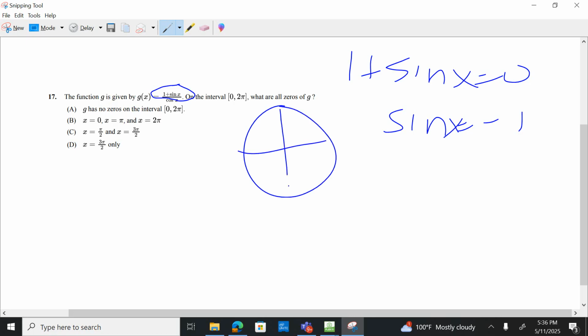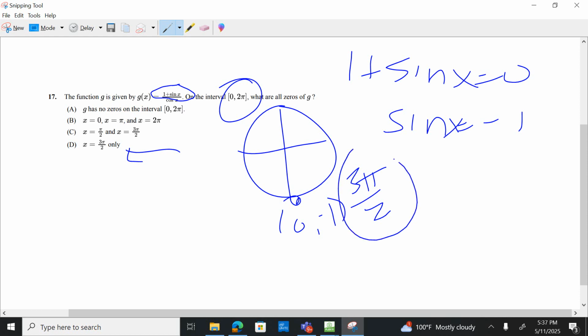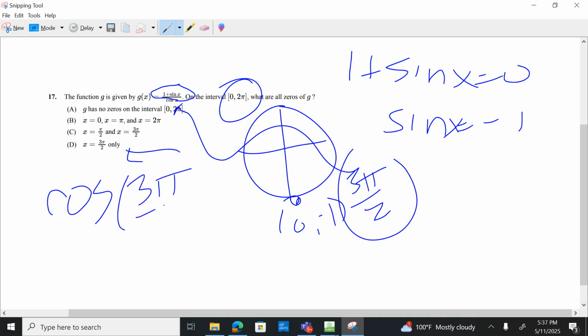Sine is like our y value, and there's one place where it equals -1, and that's within this interval at 3 pi over 2. But before I can announce that the answer is D, I just have to make sure that if I plug in this value, the cosine of x doesn't create an answer of 0 in the denominator. So let's just make sure. What is the cosine at 3 pi over 2? Because remember, we can never have 0 in the denominator.